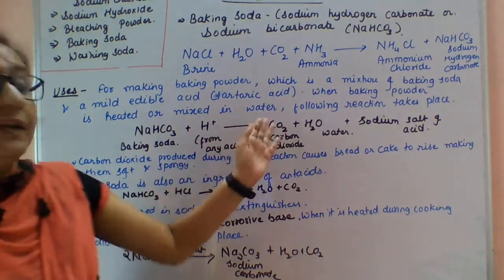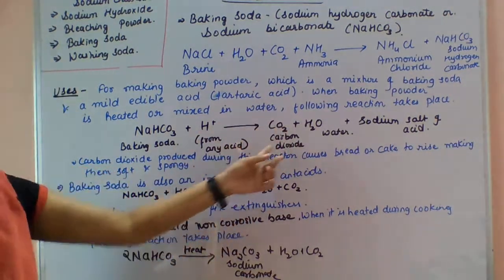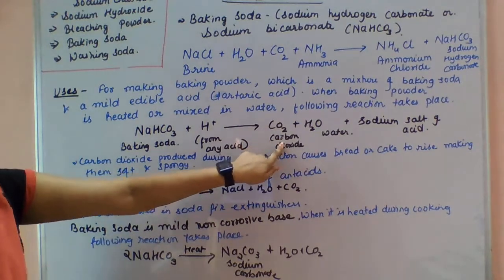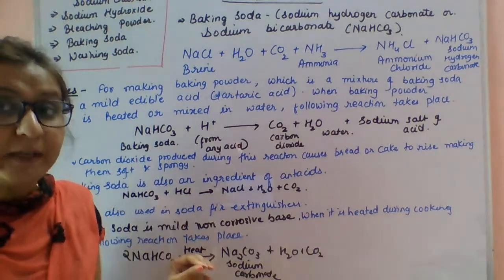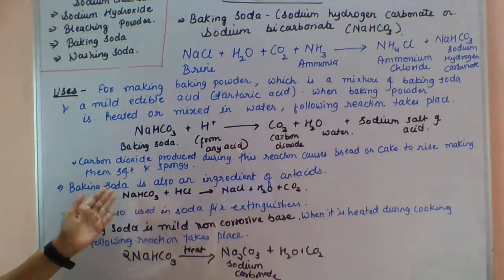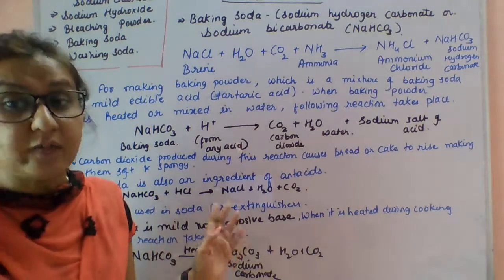Next, when CO2 is produced during this reaction, it causes bread or cake to rise, making them soft and spongy. Next, baking soda is also used as an ingredient of antacids.